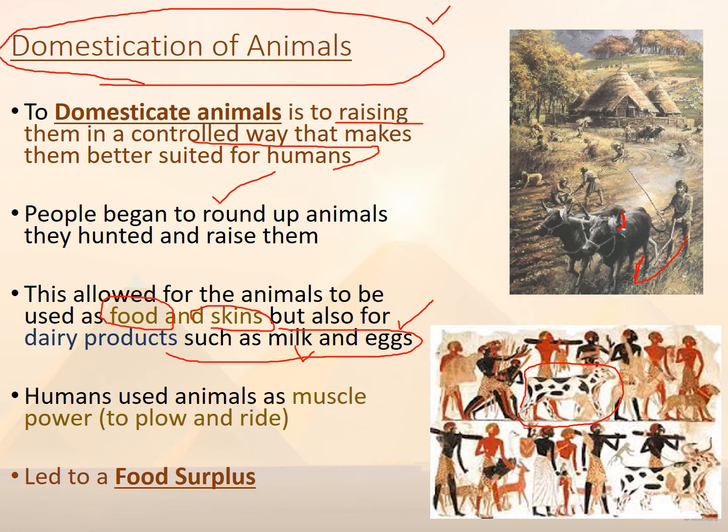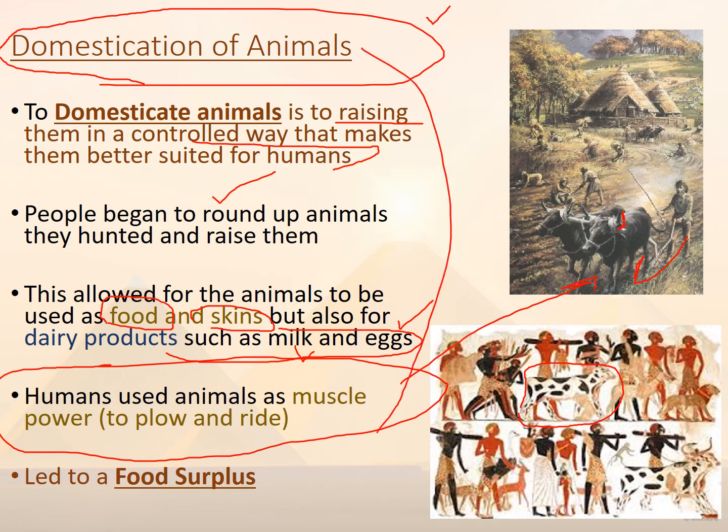We eventually learned how to use animals as muscle, so we were able to get them to do some of our harder work that we didn't want to do. And of course, having these animals that we could eat also contributed to the food surplus of the Neolithic Revolution.